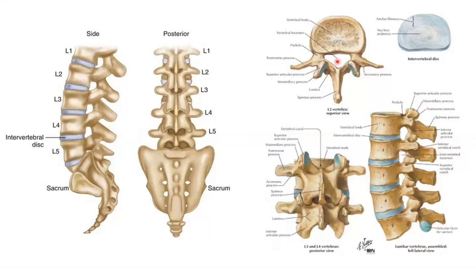Important bony landmarks are this prominent posterior spinous process, which is what one can identify on palpation. Then we have the articular processes, both superior and inferior, which can be more appreciated on this image. It's this over here, followed then by the transverse processes.